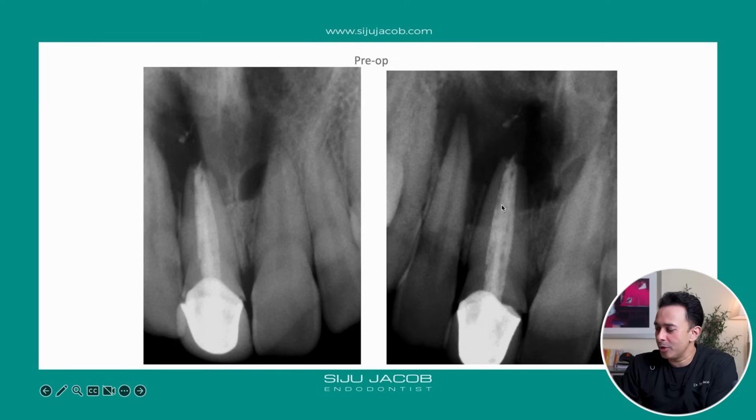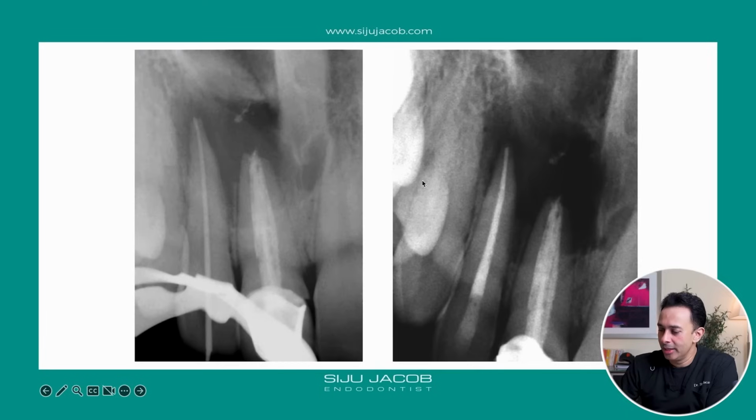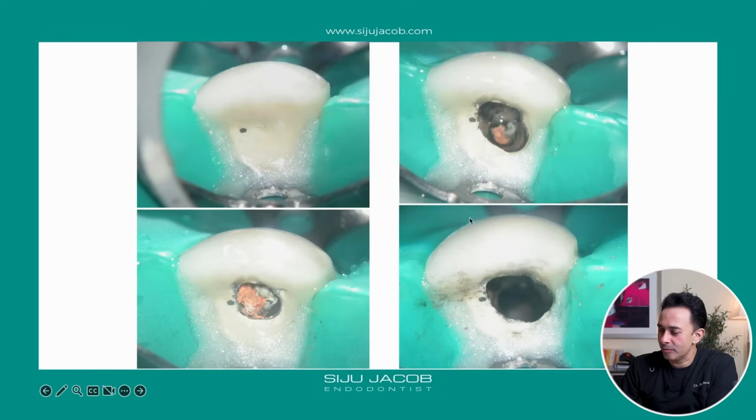Why? Because I want to put calcium hydroxide and monitor this lesion, to shrink it to some extent. And if you look at this tooth, this is what I did. This tooth was not a problem, so I clean shaped and obturated that. Whereas this tooth here, I removed the gutta percha.